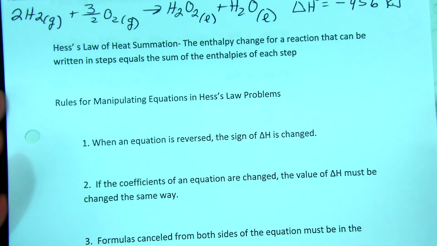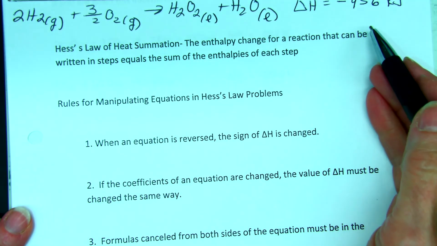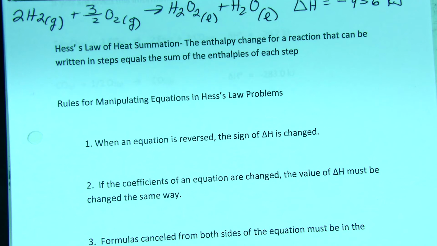I was working for profit before I started teaching, and we had an incident where a reaction ran away and generated so much heat energy that it actually blew the wall out of the building. So that was not a good situation. You want to avoid that, and that's why Hess's law can be so useful.